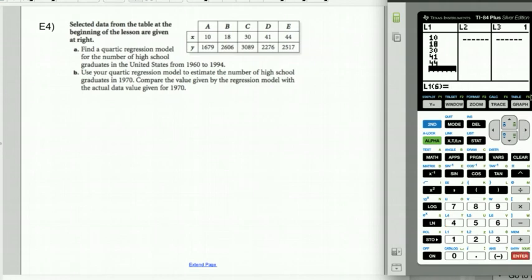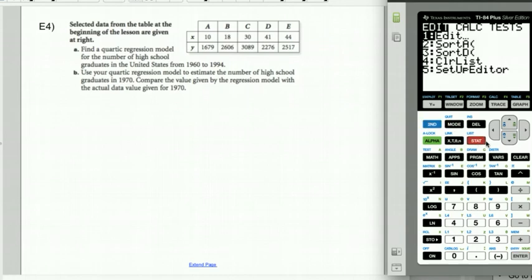Then when I put in my y values into my L2, I'm going to put 1679, 2606, 3089, 2276, and 2517, and hit enter. Double check that they line up. Double check that all of the numbers are correct. Cool. So I'm going to quit out of this, so second quit.